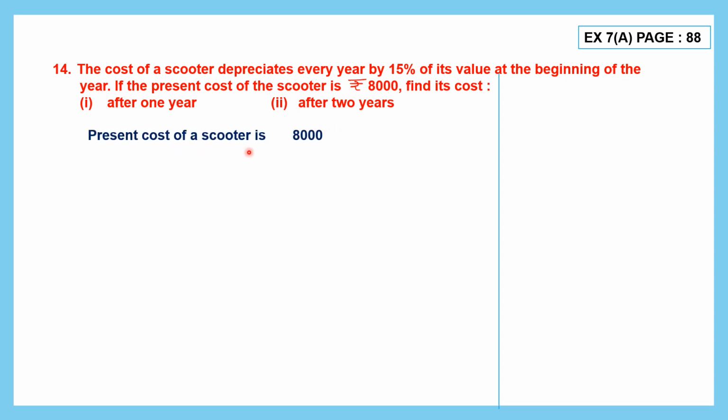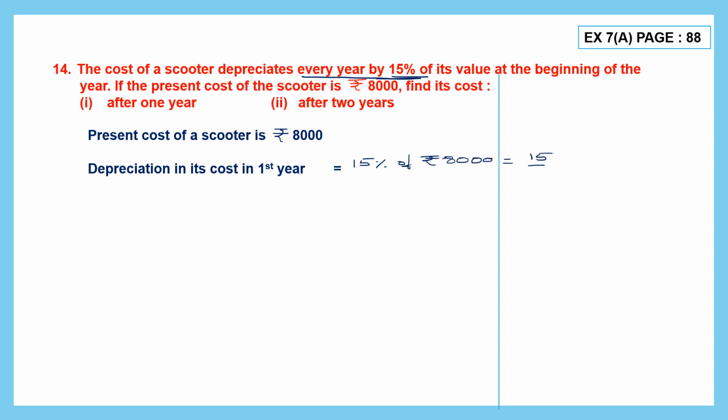So let's write that. The present cost of the scooter given to us is 8,000 rupees. Now, depreciation in its cost in the first year. Every year by 15%, so in the first year it will be 15% of 8,000 rupees. How much is that? This will be 15 by 100 into 8,000. We can cancel the two zeros here. We have to multiply 15 into 80, and that is 1,200. That means the depreciation is 1,200.